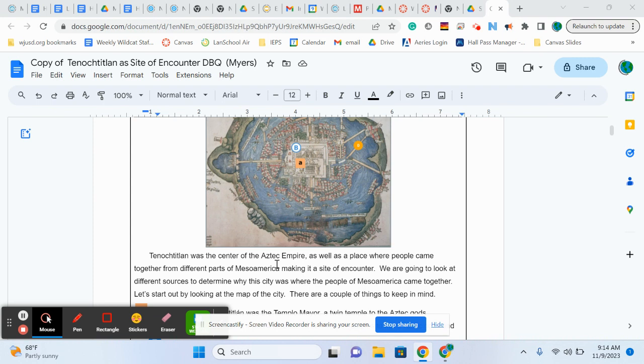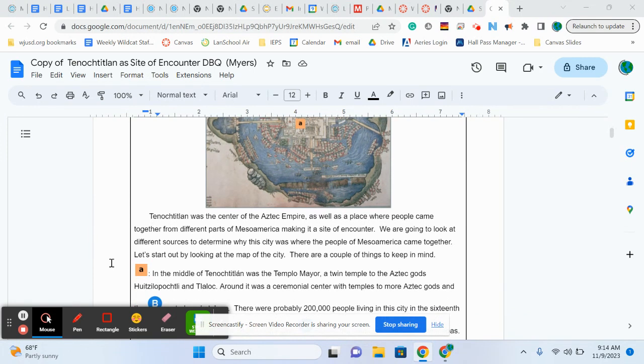So Tenochtitlan was the center of the Aztec Empire, as well as a place where people came together from different parts of Mesoamerica to make it a site of encounter. We're going to look at the different sources to determine why this city was where people in Mesoamerica came together. Let's start out by looking at the map of the city.